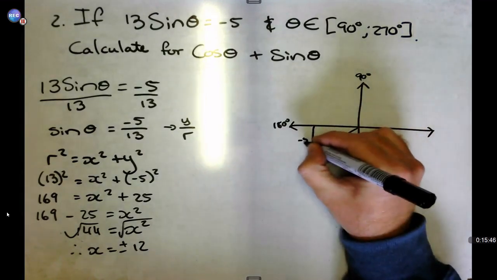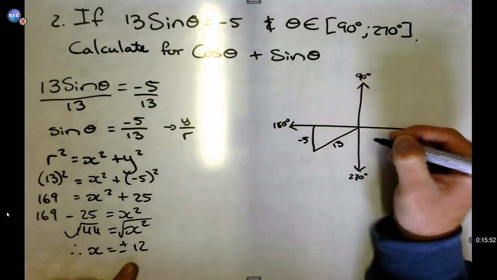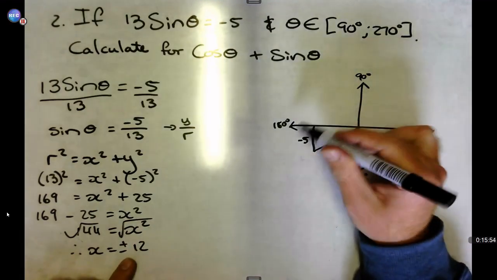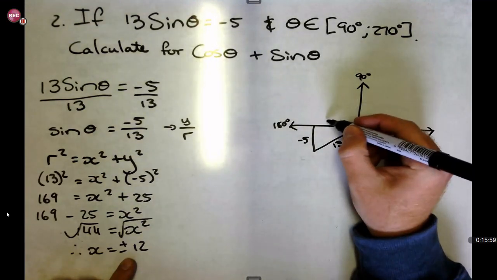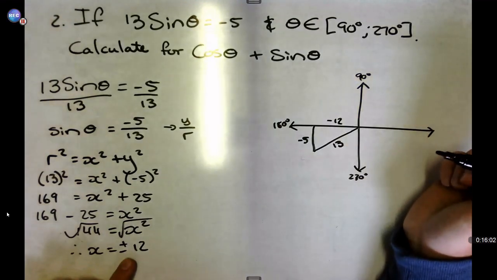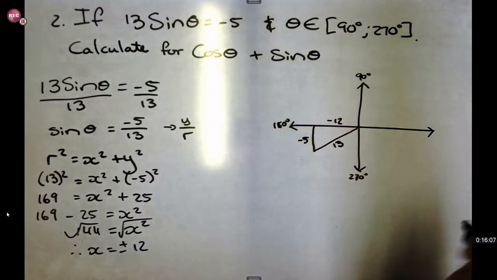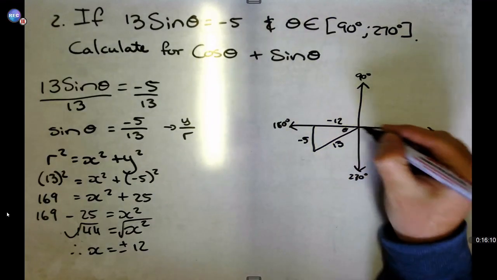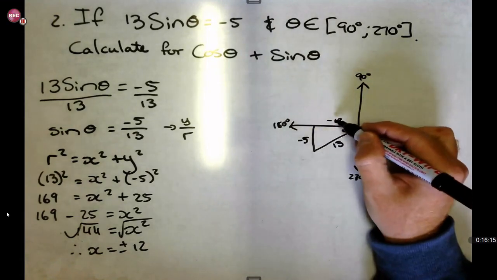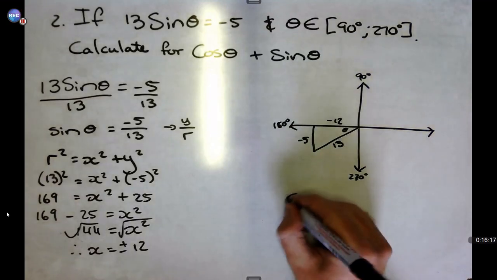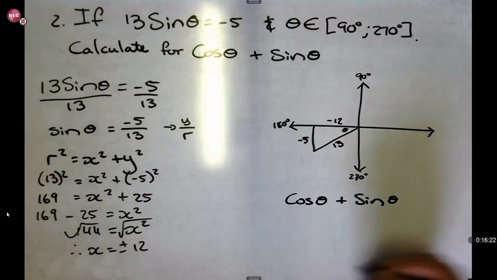So y is negative 5. Obviously, the hypotenuse is 13. And on this side, the x value is also negative, so it's going to be negative 12 that we are working with. Okay. So there is your diagram, drawn, sorted. And theta obviously works from this angle, from the origin outwards, which makes this the opposite, this the adjacent. And they want us to calculate cos theta plus sin theta.